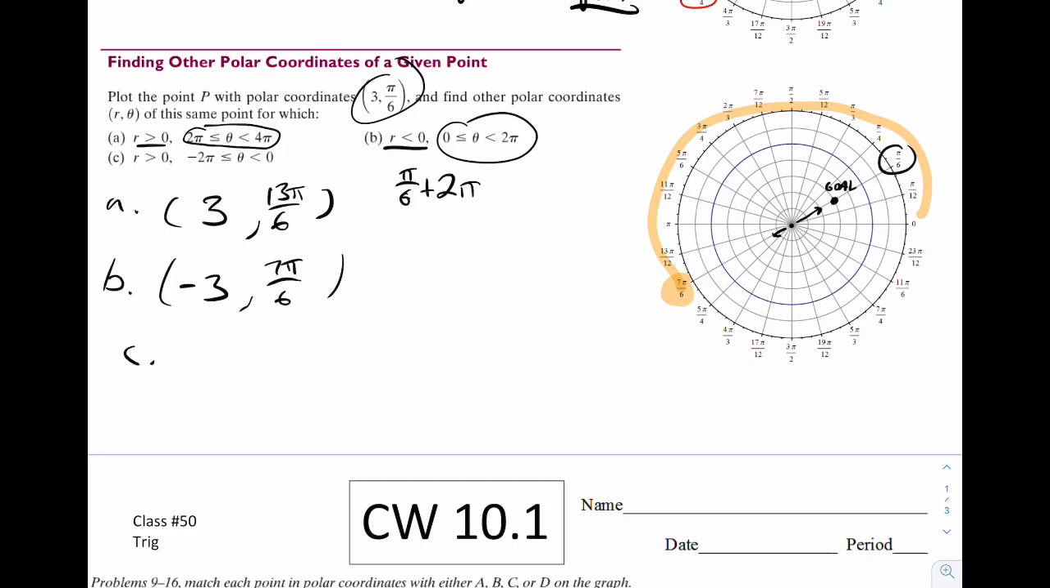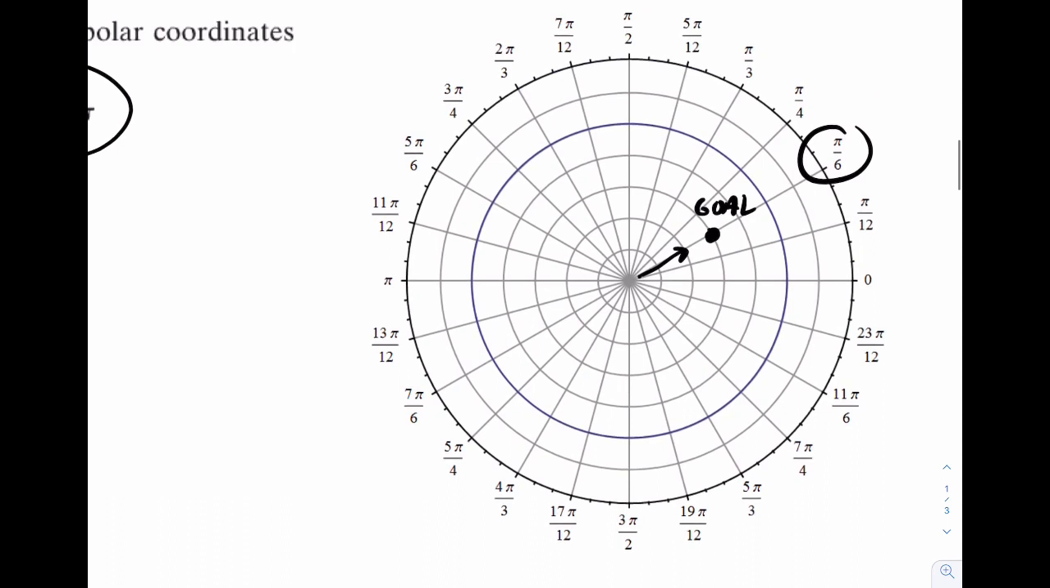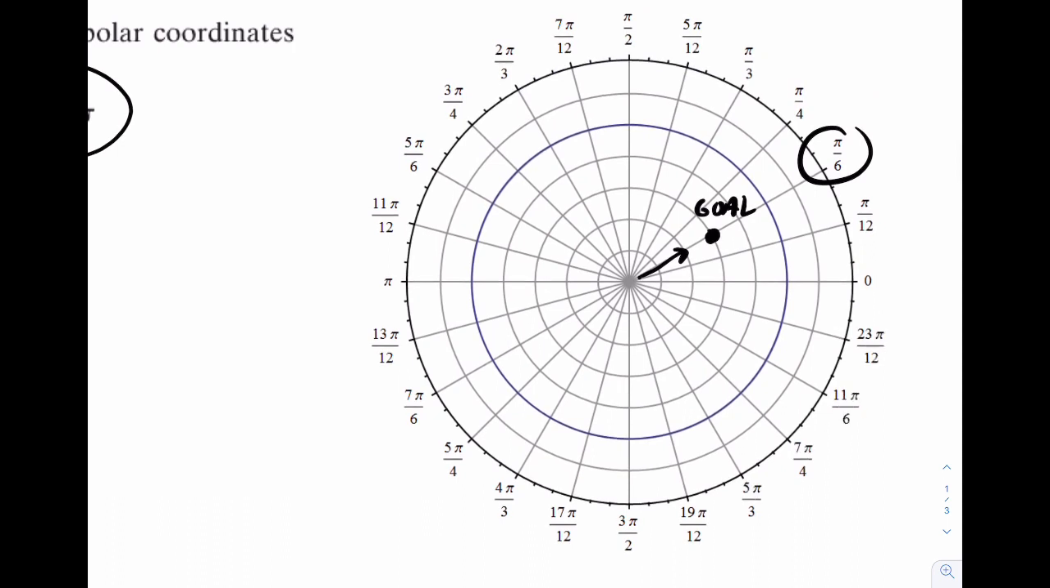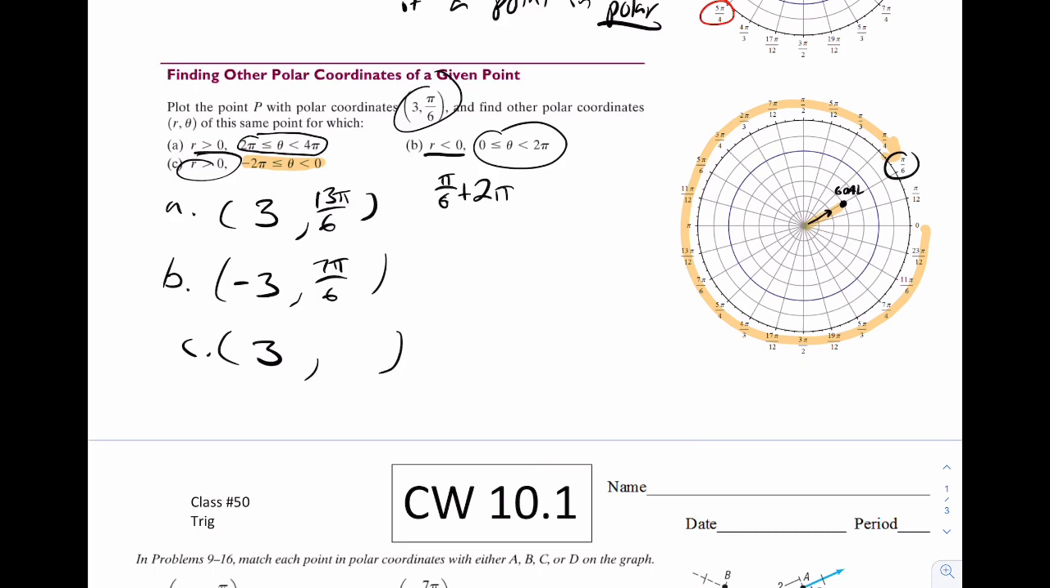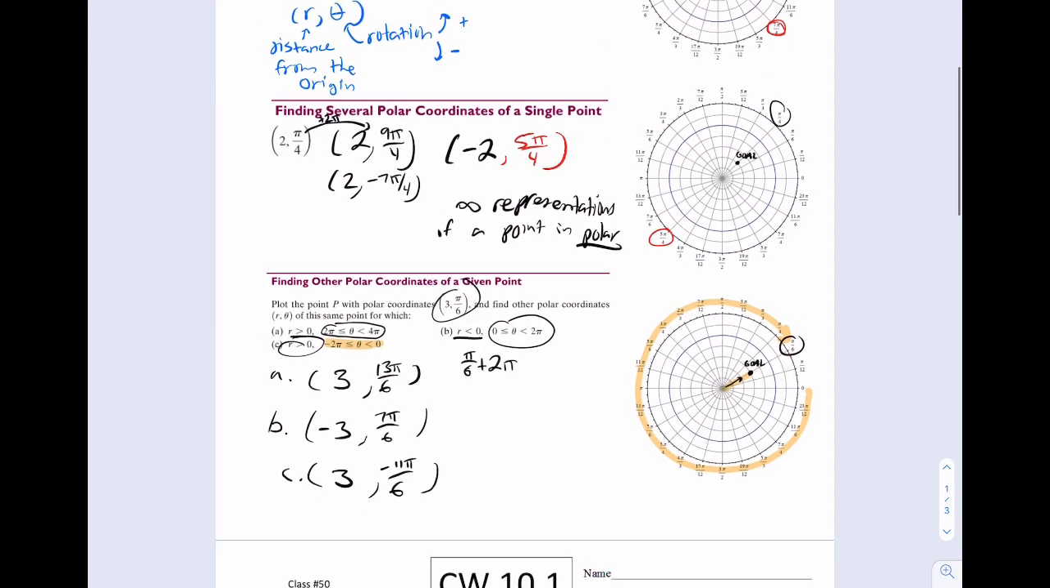And the last one, it says r is positive. So let's make that 3. But now this is important, really highlight that. Theta is negative. So that would mean we're going to walk forward, but we have to rotate the negative direction. So let's look back here. We got to rotate the negative direction, and then we're going to walk forward to our goal. So think about, what is that angle rotating negative? Well, that would be negative 11 pi over 6. That's it. That's polar coordinates, part 1.